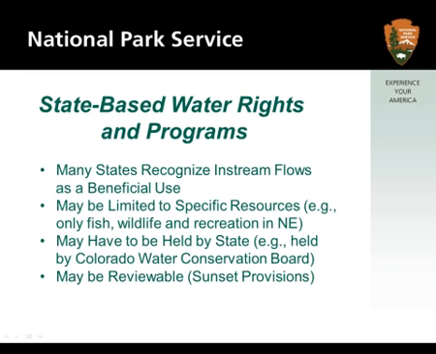One of the concerns I have about state-based programs is sometimes they're limited to specific resources under the statute, which was by choice generally. And for instance, in Nebraska, you can only file a water right for fish, wildlife, and recreation. That means if you're trying to secure flows for scenery or riparian vegetation, it's not recognized as a beneficial use in Nebraska, so you could not seek an in-stream flow for those purposes, which might not meet the mandates of the reservation or the Wild and Scenic River, or what the stakeholders are trying to achieve on their particular river.